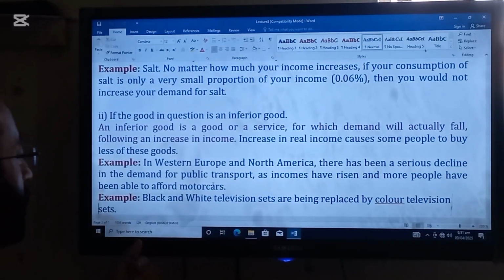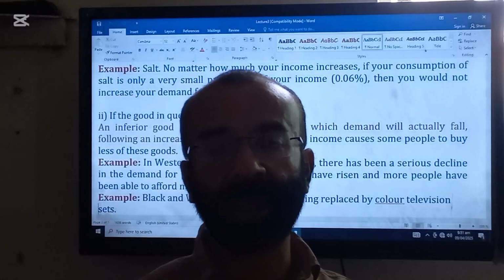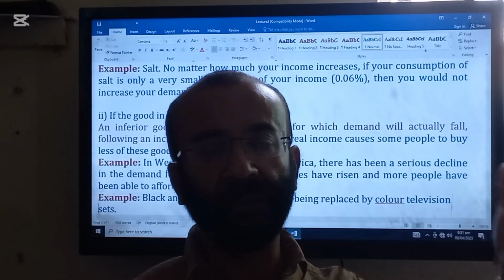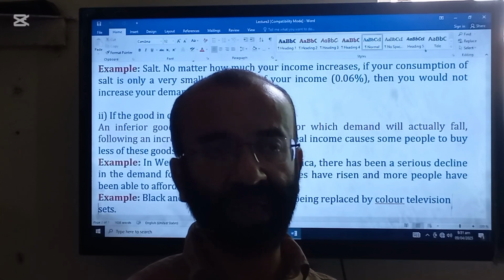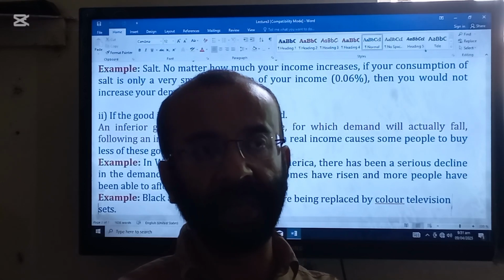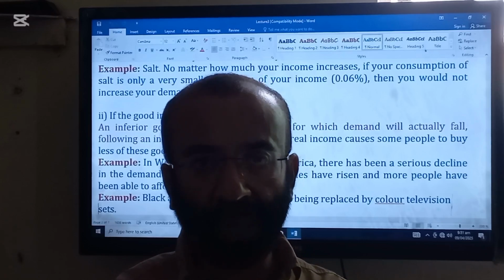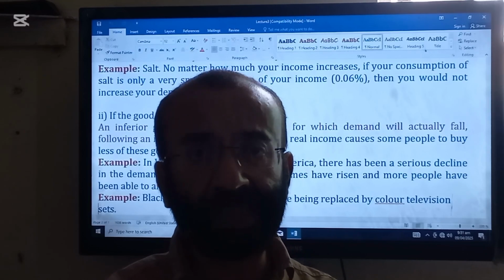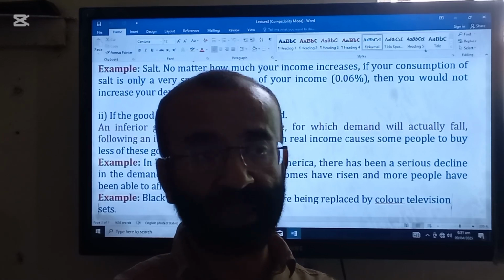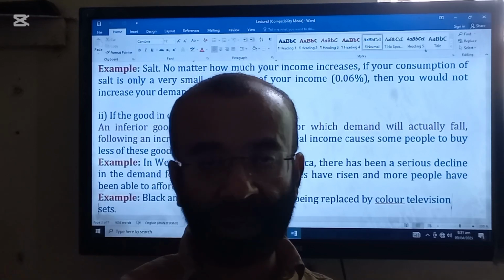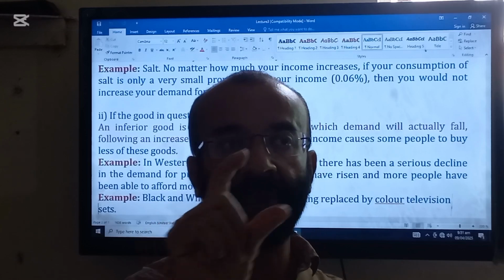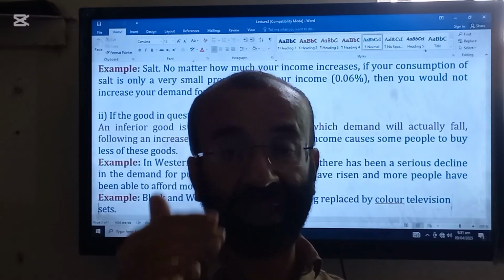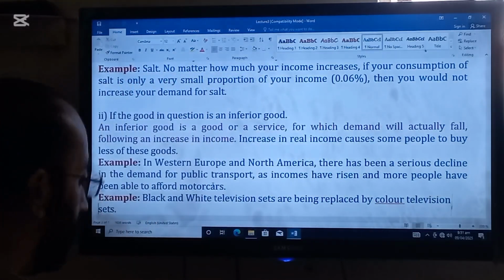Here is another example. Black and white television sets are being replaced by color television sets. If the income is increased, the person will definitely purchase more advanced technology in the case of television sets. If they have black and white sets right now, and if the income is increased and they can afford LCDs now, they will purchase color LCDs, more modern LCDs. So the demand for black and white television will get less. So this is another case.